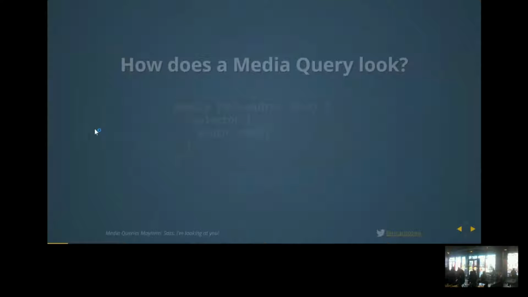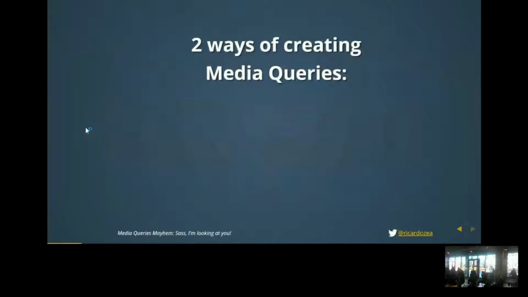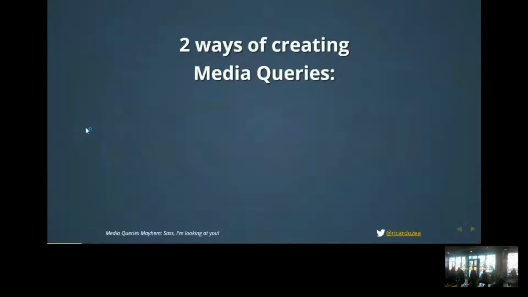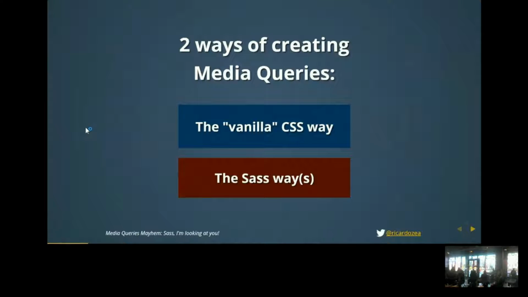Then how do you use media queries? Basically, you have your selector on the left, and then down in your CSS, you create a media query with the same structure we just saw. Now, there are two ways of creating media queries. The first way is the vanilla CSS way, and the second way is the Sass way, or ways. There are different ways from a Sass standpoint.